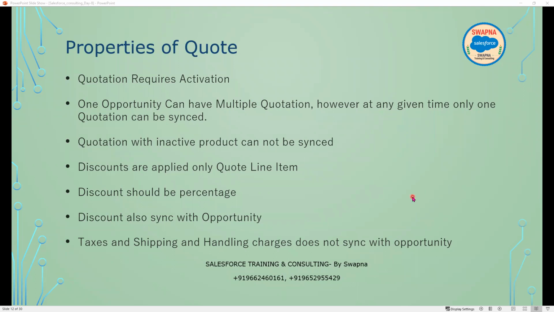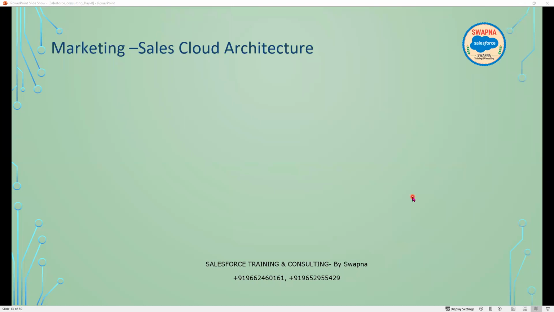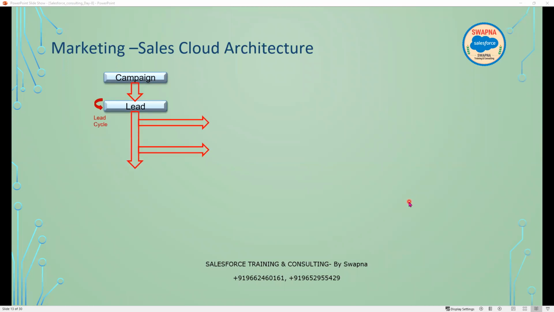Now let's see the marketing sales cloud architecture. Initially we created a campaign record. The outcome of the campaign is a lead. Once a lead is created, it has to go through the lead cycle to identify whether it is a genuine lead or not. And the lead gets converted to the account, contact, and opportunity.